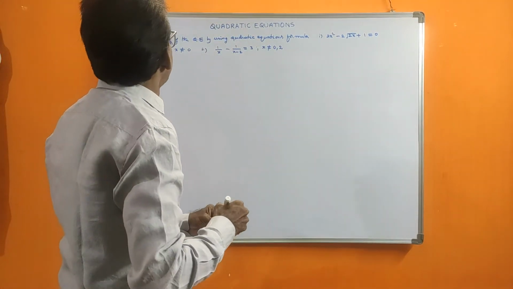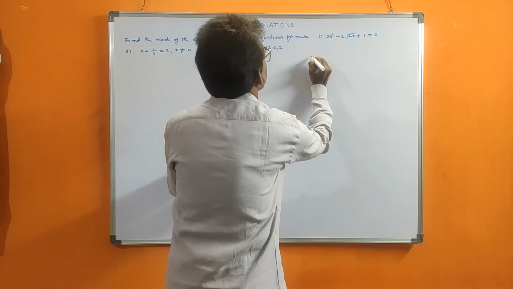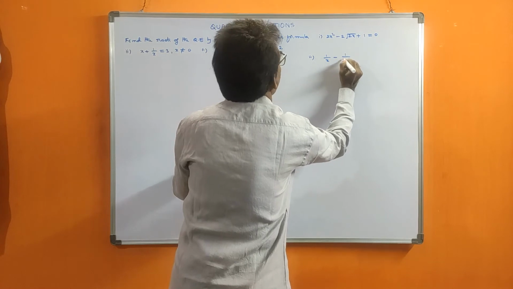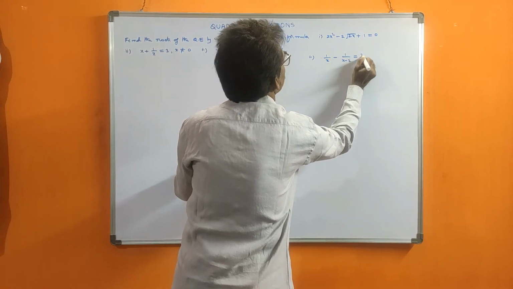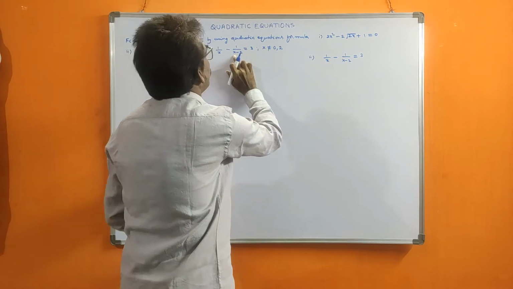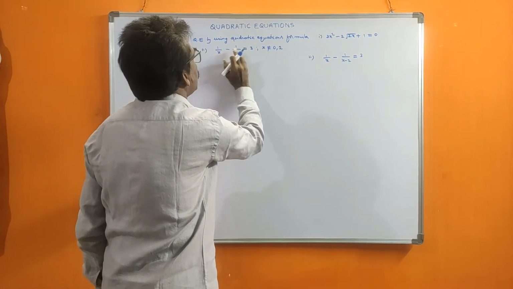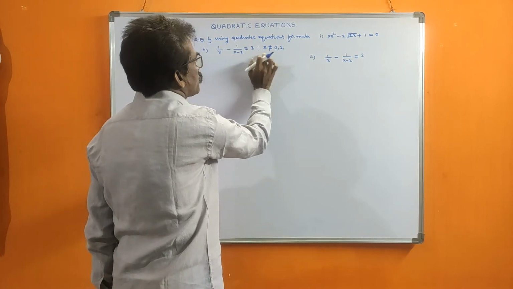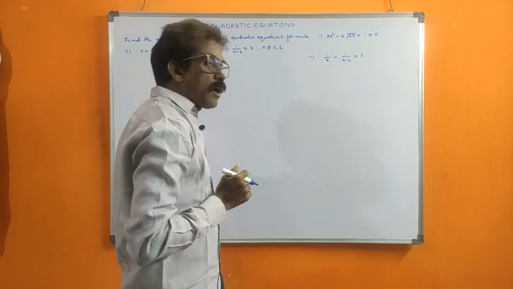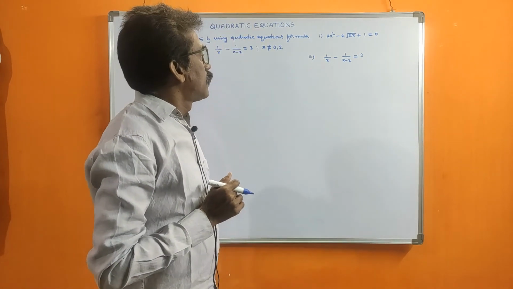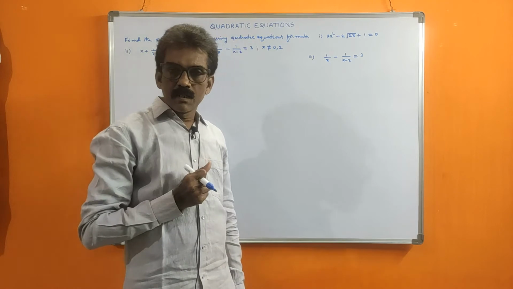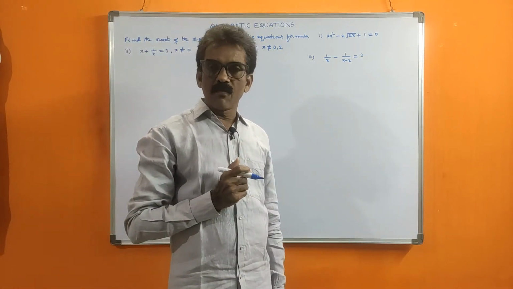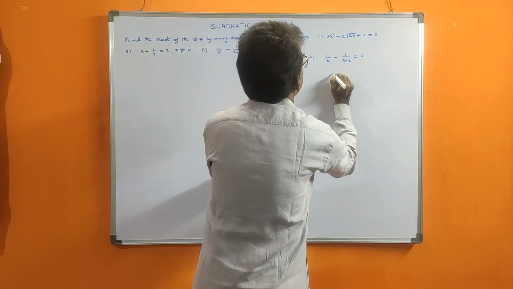Now, next one, see, third one: 1 by x minus 1 by x minus 2 is equal to 3. Now, x equal to 0 is also undetermined, and 2 also: x equal to 2 means 2 minus 2 is 0, 1 by 0 is undetermined. So that's why x should not be 0 or 2, other than these values. Now this is also not in the standard form. So first we convert this equation into standard form. Now the LCM here is x into x minus 2.